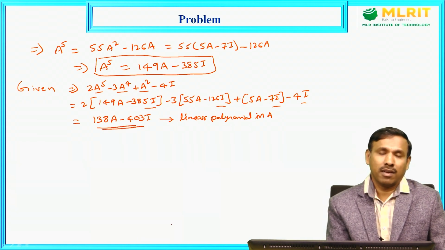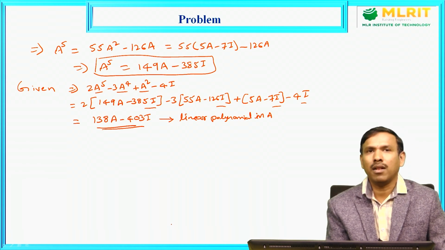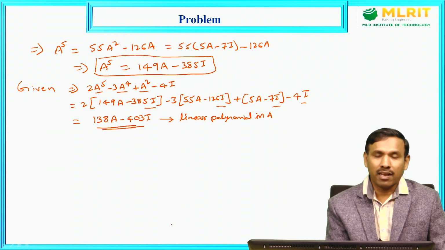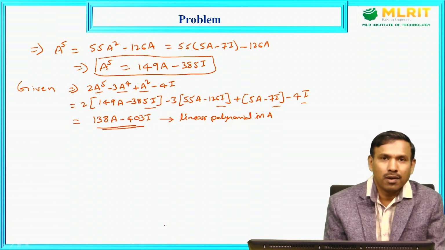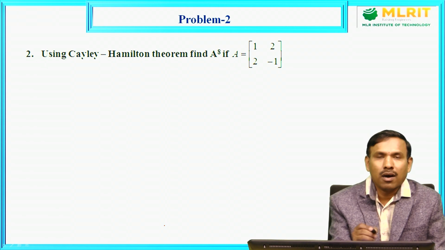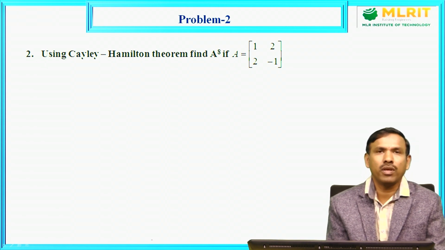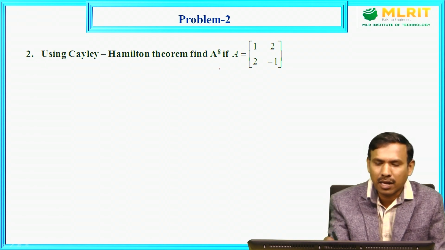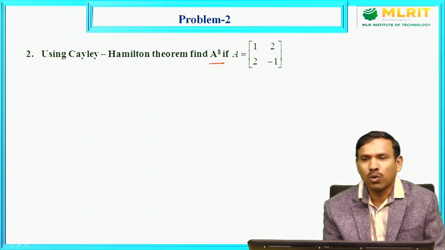So, in this case, we are writing the given fifth degree polynomial as a linear polynomial. This is an application of the Cayley-Hamilton theorem. Next, we are going to do one more problem: using the Cayley-Hamilton theorem, find A power 8 if A is equal to [1 2; 2 -1].